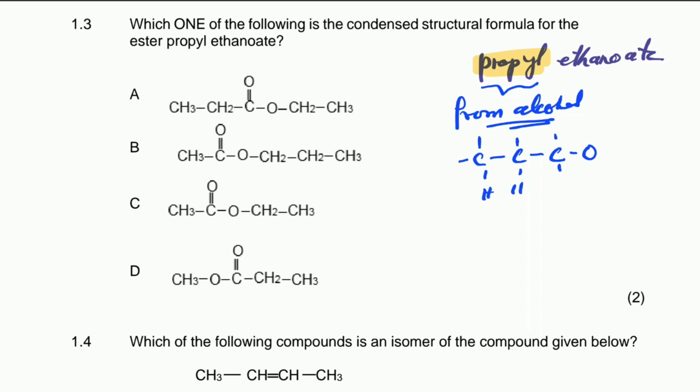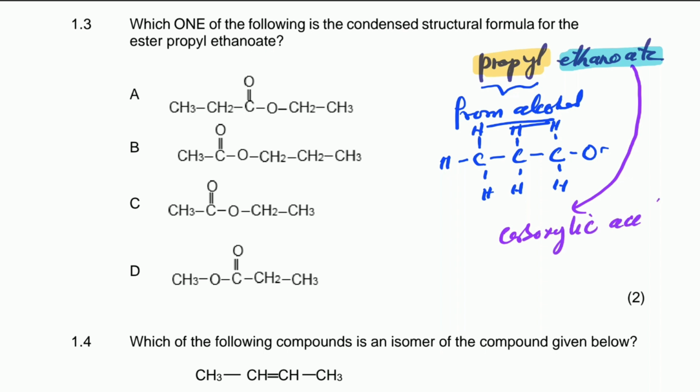In this case it's condensed, but it doesn't really matter. I just want to show you. Now, the other part you can see on that side is the ethanoate. This ethanoate is coming from the carboxylic acid. It is the part that has the double bond O with another carbon, because it's 2 carbons. This combination will give you the ester.